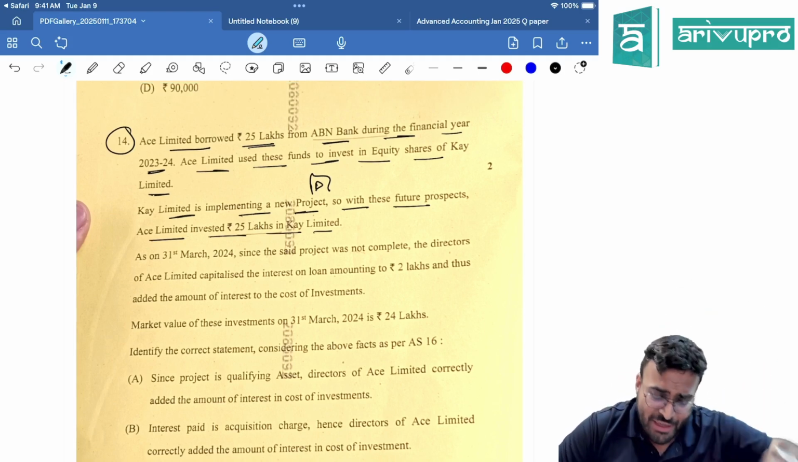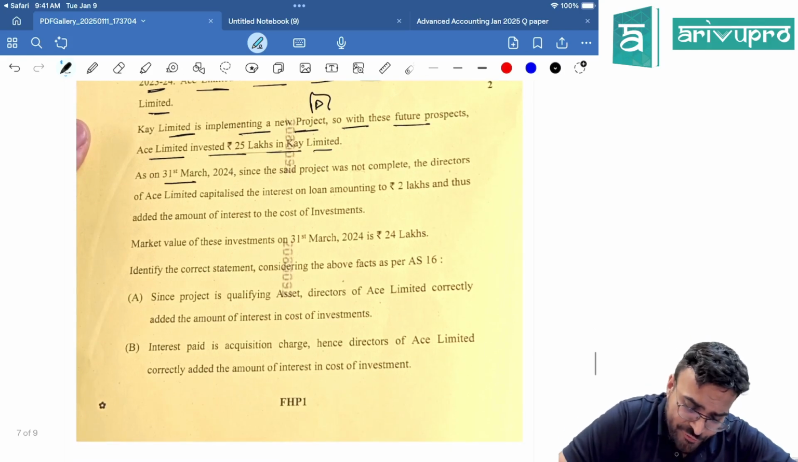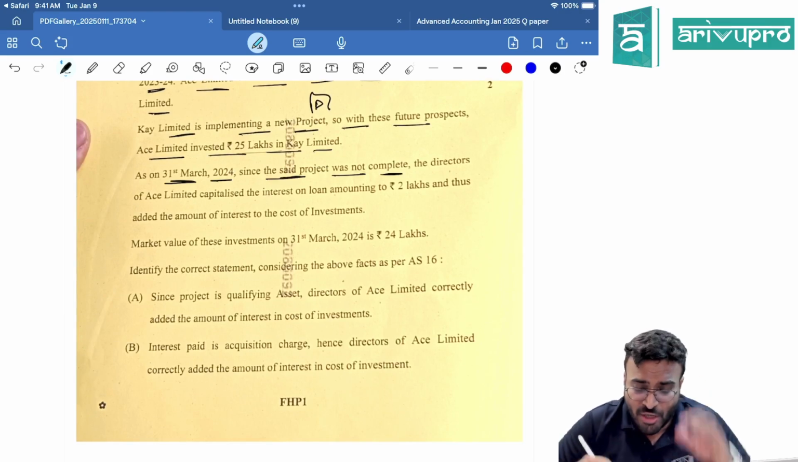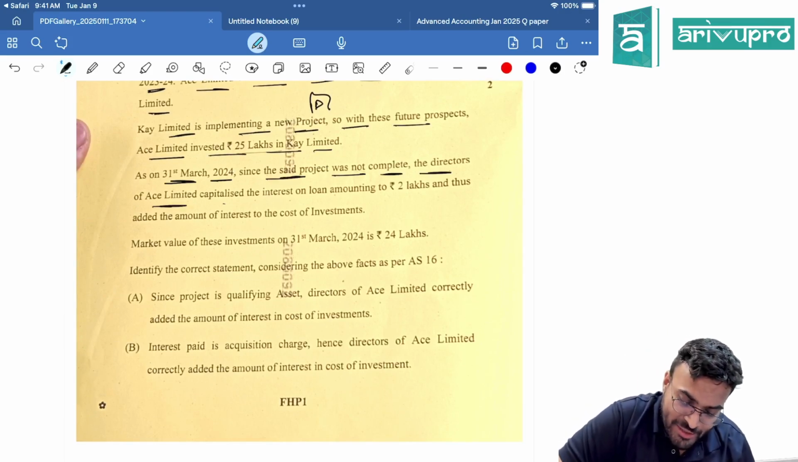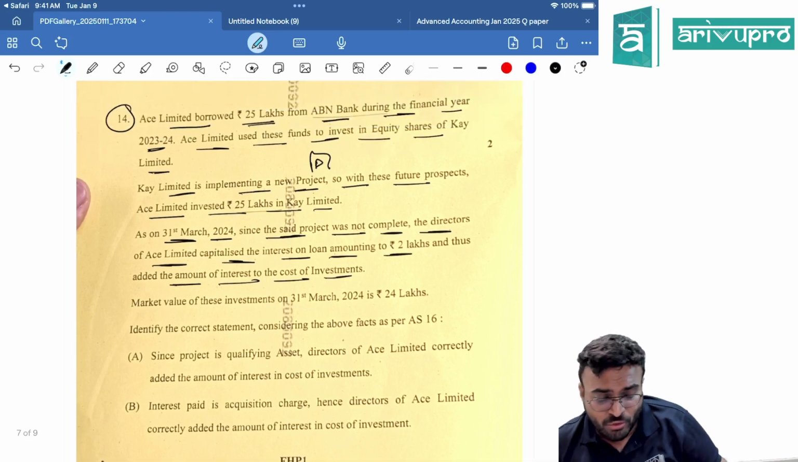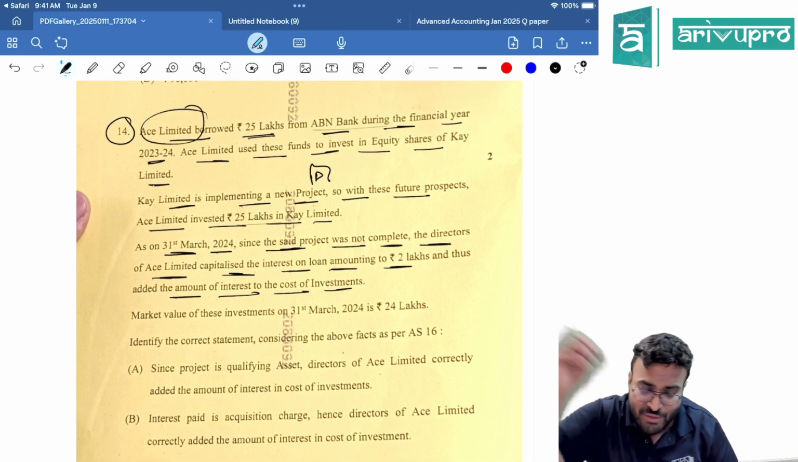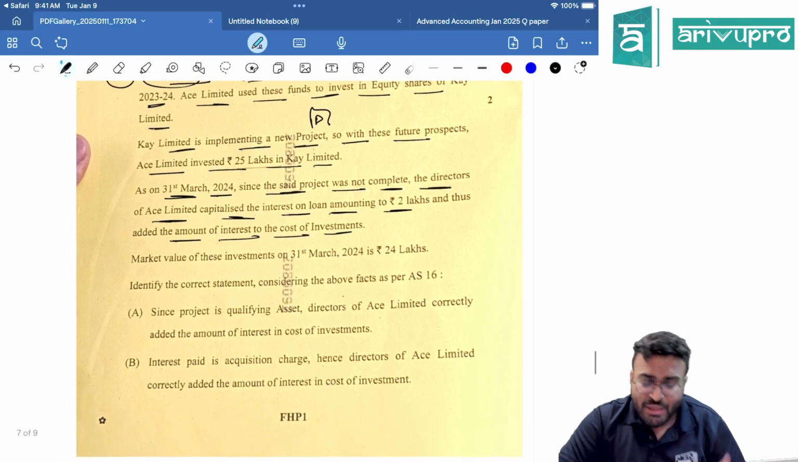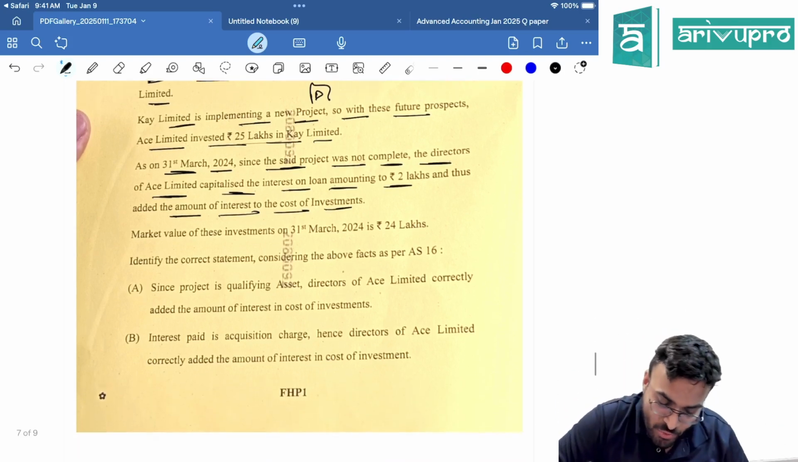So they invested 25 lakhs in K Limited. As on 31st March 2024, since the said project was not complete, the directors of ACE Limited capitalized the interest on loan amounting to 2 lakhs and thus added the amount of interest to the cost of investment. What did they do? ACE Limited has borrowed a loan and invested. The interest, they have added it to their investment value.